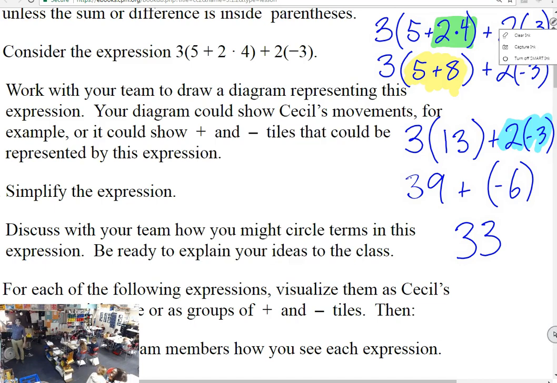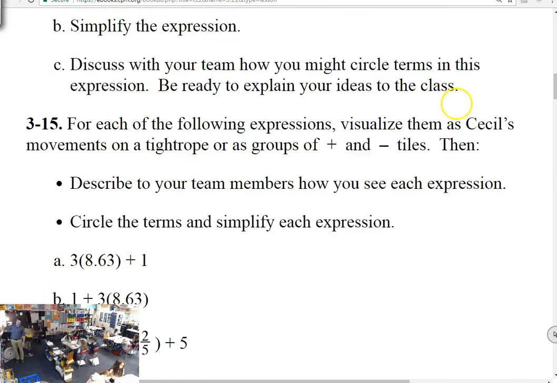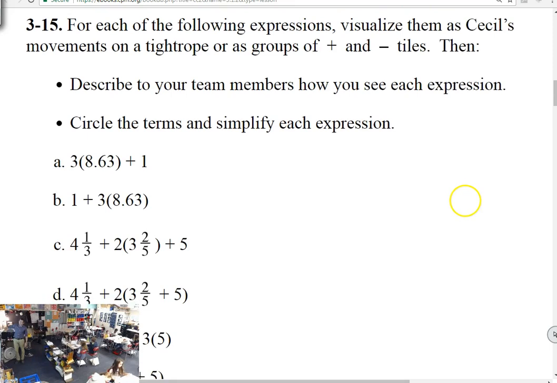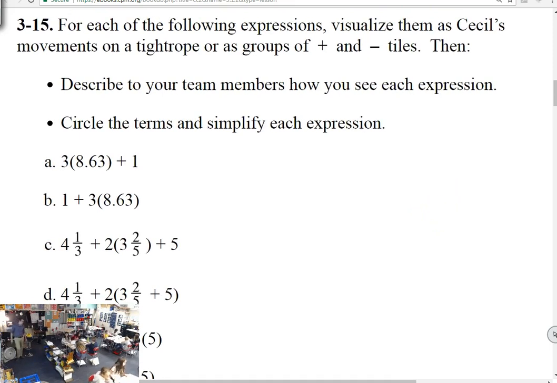Move on with your team to, I forget what the question number is, 315. Try each of these. Now with the tiles, it'd be very complicated if we have partial values. So just think through with your team. Decide how many terms there are, and then simplify. So remember, addition or subtraction outside of a parenthesis separates terms.